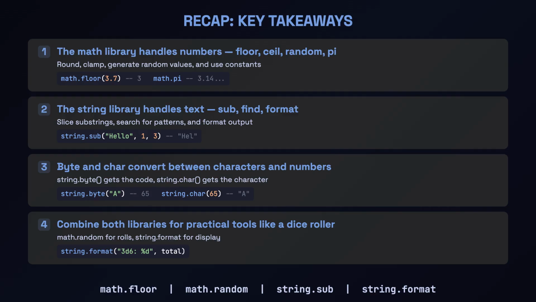Recap. 4 key takeaways. The math library handles numbers: floor, ceil, random, pi. The string library handles text: sub, find, format. Byte and Char convert between characters and numbers. Combine both libraries for practical tools like a dice roller.